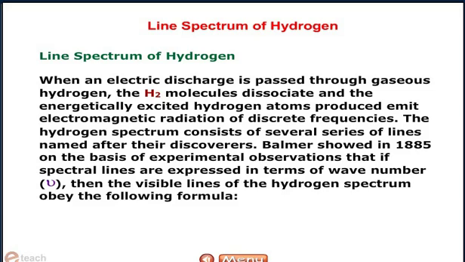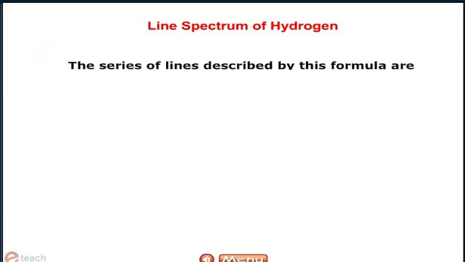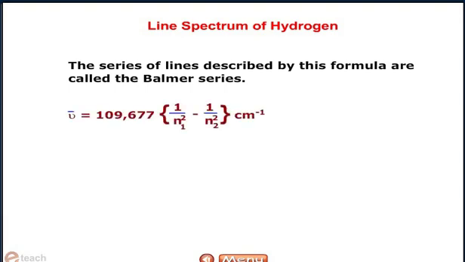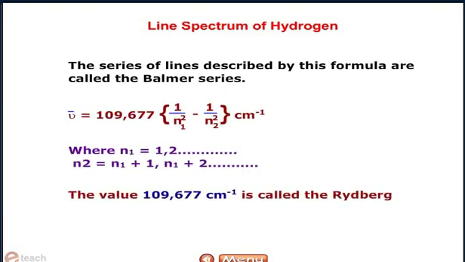The hydrogen spectrum consists of several series of lines named after their discoverers. Balmer showed in 1885 on the basis of experimental observations that if the spectral lines are expressed in terms of wave number, then the visible lines of the hydrogen spectrum obey the following formula. Nu bar is equal to 109677 × (1/n1² − 1/n2²) centimeter inverse.